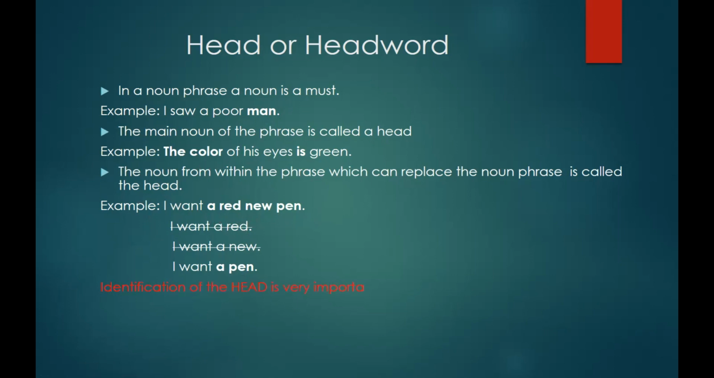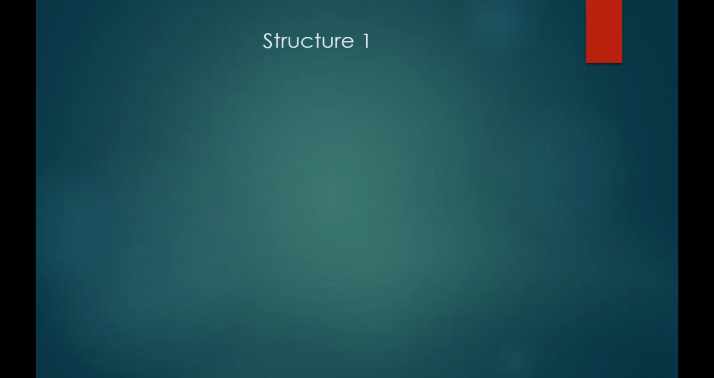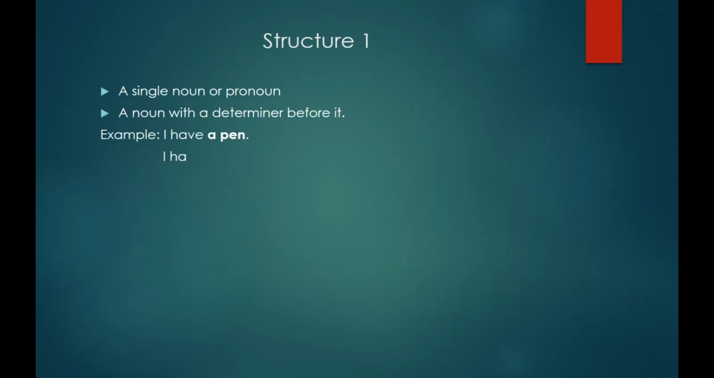Identification of the head is very important because the verb agrees with the head. That is, whether the verb should be singular or plural depends on the head. So let us talk about the structures of noun phrase. First structure is a single noun or pronoun can function as a noun phrase. A noun with a determiner before it. For example, I have a pen. I have some pencils. He has a lot of money. The structure is determiner plus noun.